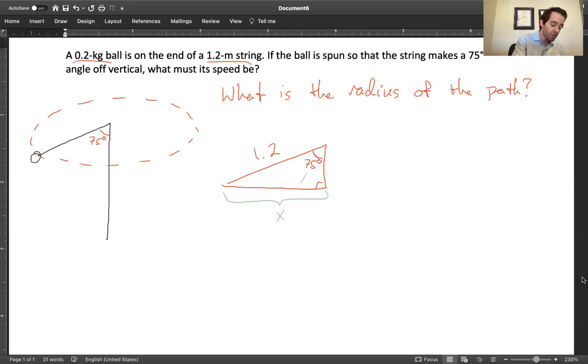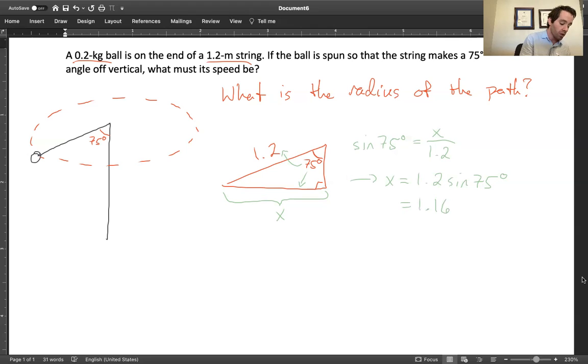And I'll say from the 75-degree angle, I know the opposite, and I also know the hypotenuse. Think about it. SOHCAHTOA: what trig ratio involves the opposite and the hypotenuse? It's sine. So sine of 75 degrees is going to be equal to the opposite divided by the hypotenuse. So this x will be equal to 1.2 sine 75 degrees. Now, just grab your calculator. 1.2 sine 75, make sure you are in degrees, is 1.16. It's just slightly different from the original length of the string.